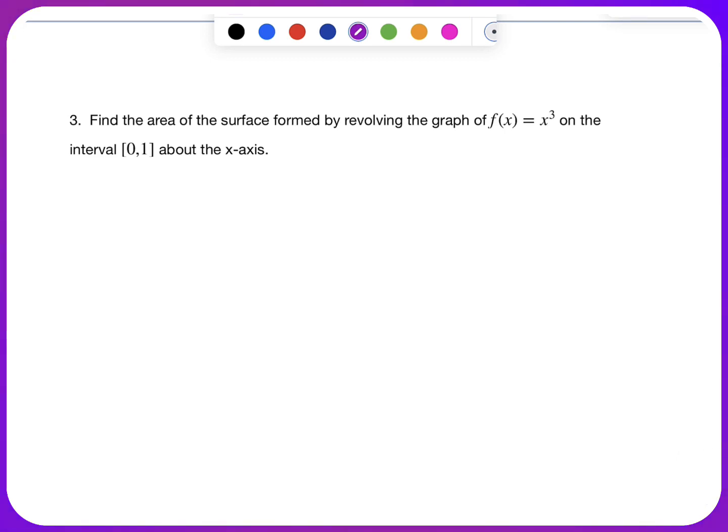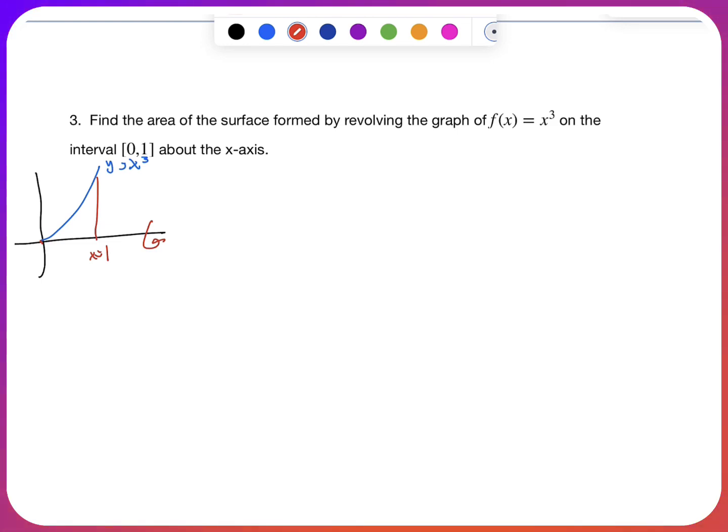We want to find the area of the surface found by revolving the graph of f of x equals x cubed, on the interval from 0 to 1, about the x-axis. First, sketch a graph. So here is our x cubed graph. We're only looking from here, where x equals 1, so we're looking from 0 to 1. And we're going to revolve this around the x-axis. So our axis is a horizontal axis, and we're going to be working in terms of x.